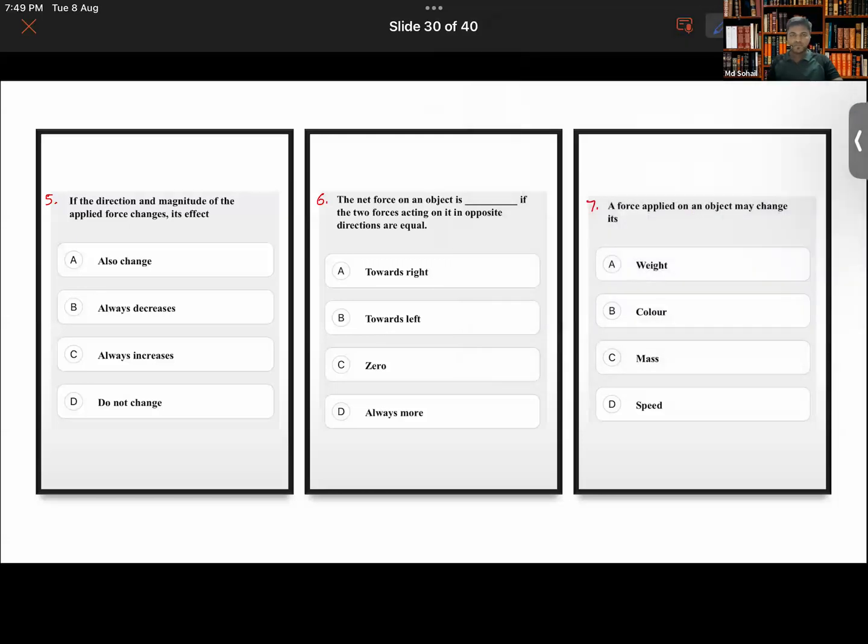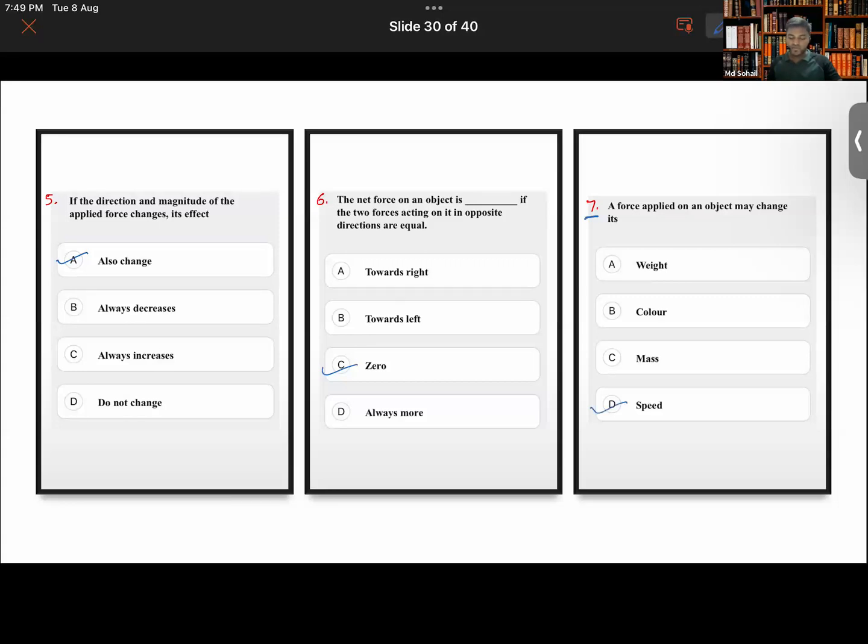What is the answer to question number 5? A. That is correct. Arham and Arhan, you have also sent the same answer. Good. Sixth one: C, that is 0. The net force will be 0 if two forces are acting in opposite directions with equal magnitude. Seventh one: D. Right.